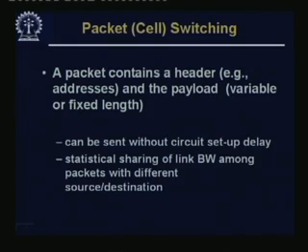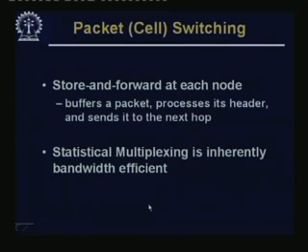Packet switching. A packet contains a header, as if, for example, addresses, and the payload, which is of variable or fixed length. The advantage of packet switching is that it is some kind of statistical multiplexing. It can be sent without circuit setup delay. If the line is there, you can just simply send it. There is statistical sharing of link bandwidth among packets with different source and destination. So, that makes bandwidth usage more efficient.